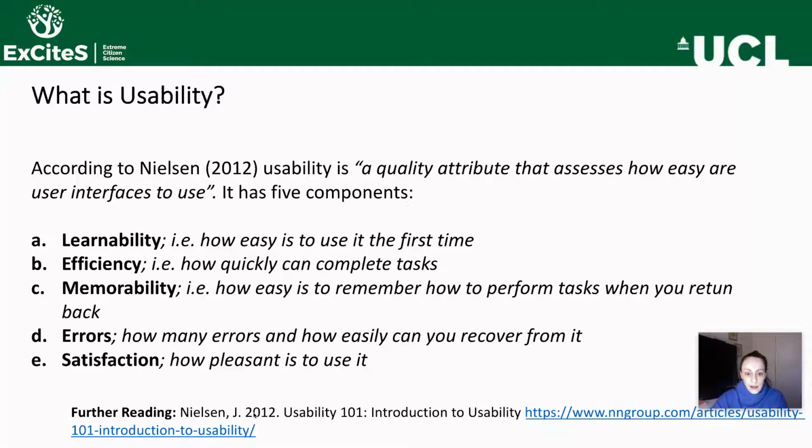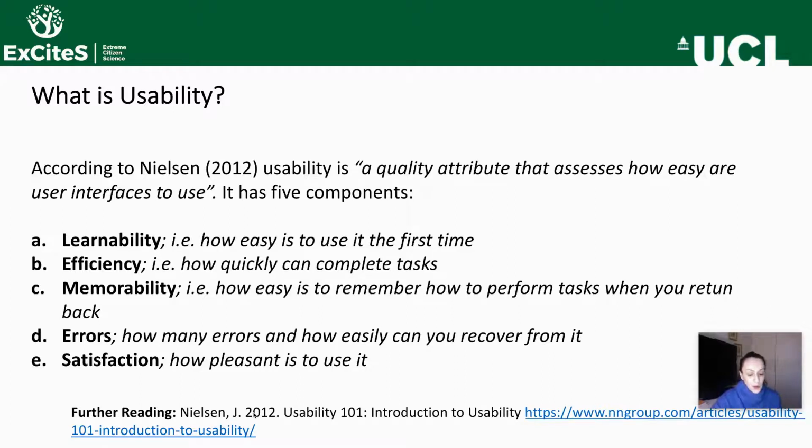According to Nielsen, usability is a quality attribute that assesses how easy user interfaces are to use. According to Nielsen, usability is defined based on 5 quality components. The first one is learnability, and this refers to how easy it is for users to accomplish basic tasks the first time they encounter a design. Efficiency, and this refers to once the users have learned the design, how quickly can they perform a task.